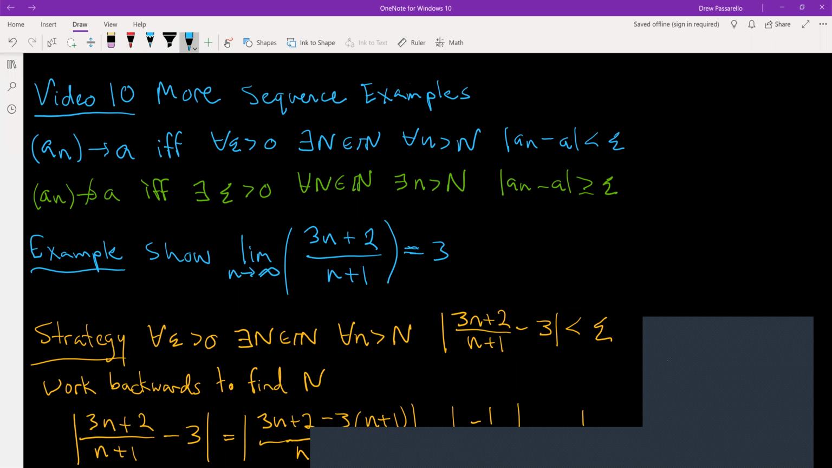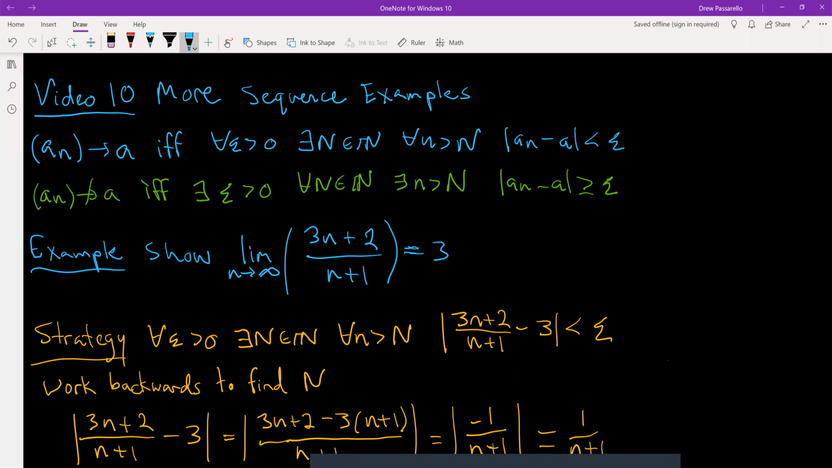This is video 10 for the behavioral analysis series, and this video is just because the last video was a little long. In this video, I'm just going to do two examples of using the definition of convergence for sequences to prove that the particular sequence converges to the given value that you're supposed to prove. And so I wrote down the definition.